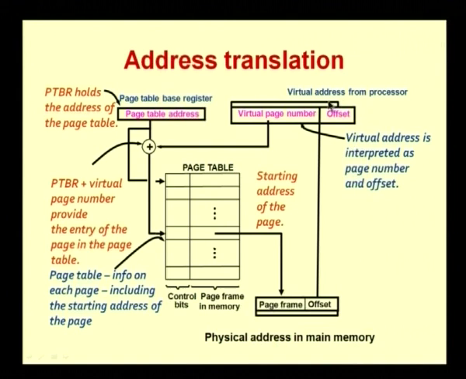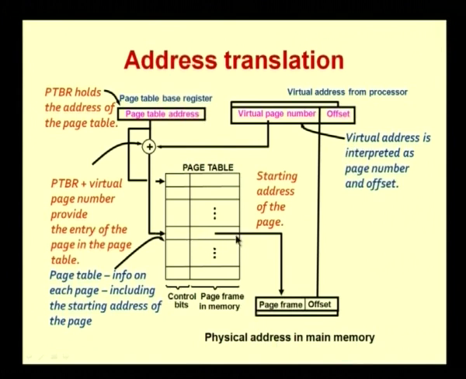Remember we have a virtual address which comes from the processor, which consists of a virtual page number plus an offset. Now, this virtual page number part is used to index into a page table, and the location of the page table is specified by means of a page table base register. So, this gives me the page table base address. The virtual page number indexes into this page table, and the corresponding entry will give me the starting address of the physical page if it is present in memory.